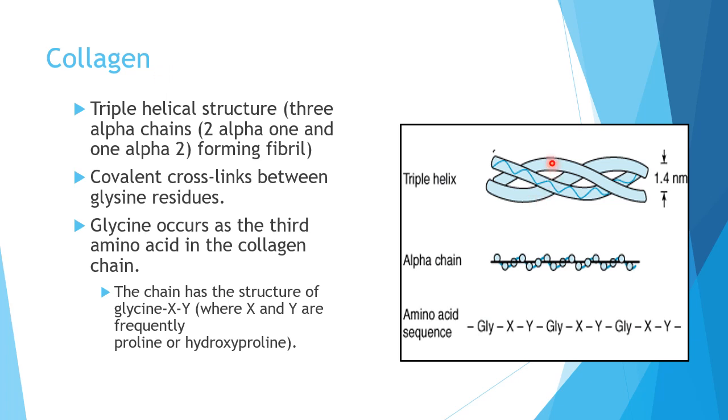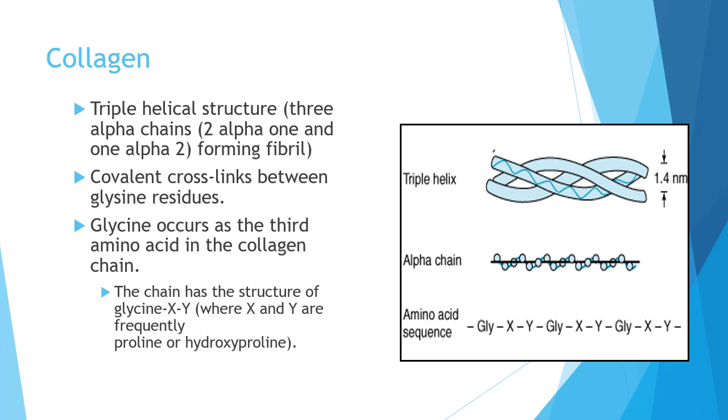The collagen is a triple helical structure formed by alpha chains. Two of them are alpha 1 and one is alpha 2. And this alpha chain has glycine every third amino acid. So it's glycine-X-Y, glycine-X-Y, glycine-X-Y, and the glycine between different chains is connected covalently. The X and Y are frequently proline or hydroxyproline.